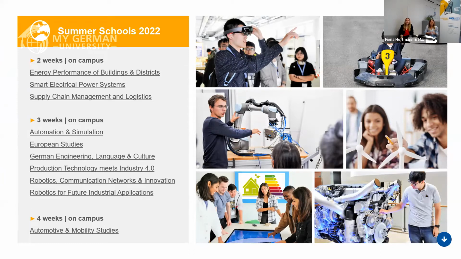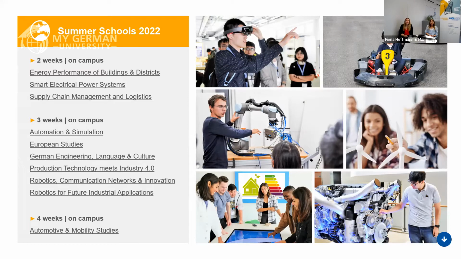So we have classical mechanical engineering topics like automation and simulation, or for example, 2 robotics courses that might be interesting for you if you're interested in mechanical engineering and also computer science. One is more theoretical, or rather a bit more abstract. It is about robotics, communication networks, and innovation in general. And one is a bit more practical, in the way that you'll be more hands-on with the robotics themselves. This one is robotics for future industrial applications. For this course, for example, you need to bring some previous knowledge in programming.